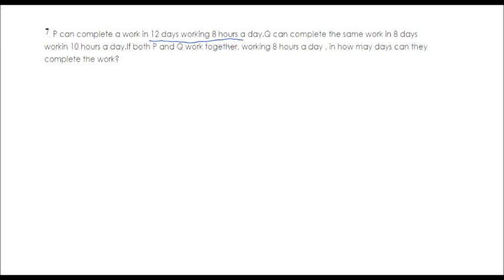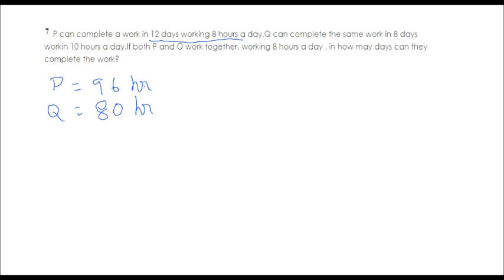So when you have a question like this, the hours per day is not constant. Here it is 10 hours per day, here it is 8 hours per day. So directly, P can complete the work in how many hours? 12 days and 8 hours: 12 8s are 96. So P can complete the work in 96 hours, whereas Q can complete the work in 8 10s, 80 hours.